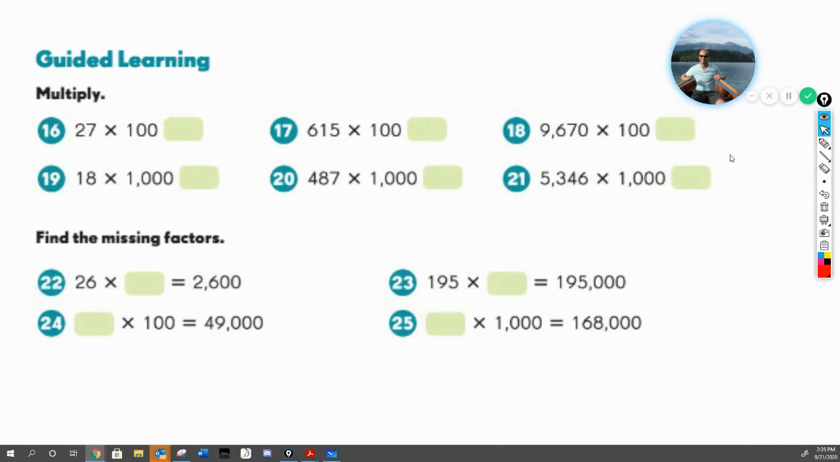Okay. Same idea as yesterday. The first 6 problems are multiplication, and the bottom 4 are incomplete multiplication problems. Let's both pause and solve, and we'll circle back when we're all done. Pause me. I'll pause you. Go.